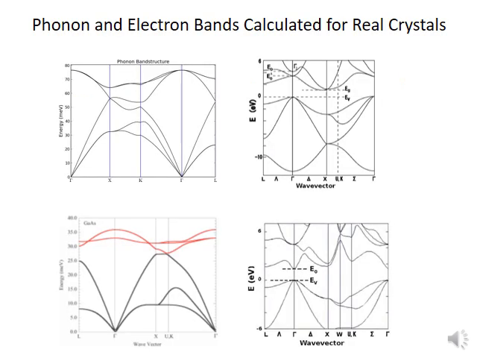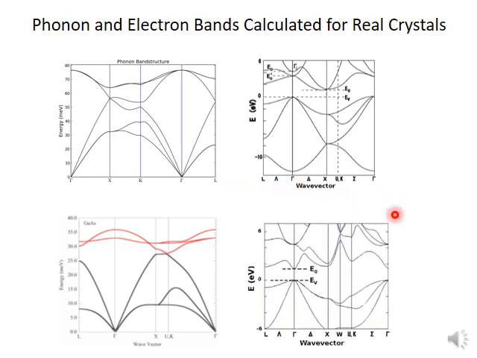In this short module, we will have a look at how to read dispersion curves and band diagrams of real solids, a flavor of what kind of curves these are. So these are a few band diagrams of silicon and gallium arsenide. Some of them are phonon dispersions, while others are electron band diagrams, and as you can see, they look quite complex. There are a few things to be noticed here.